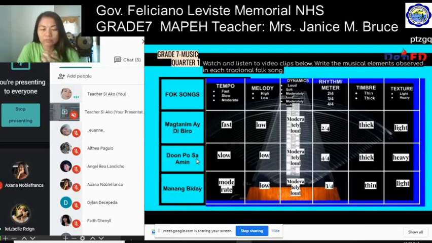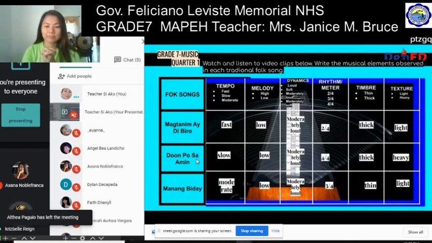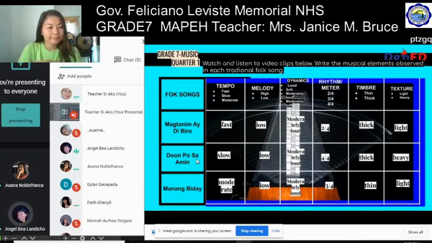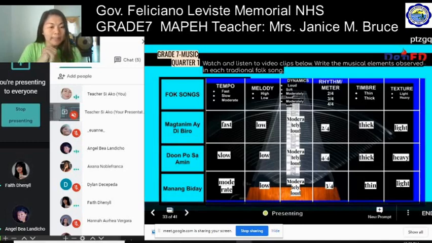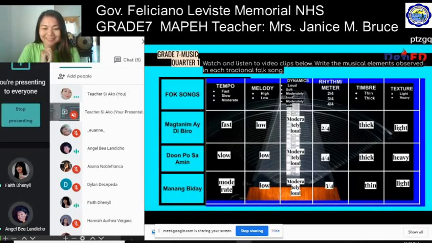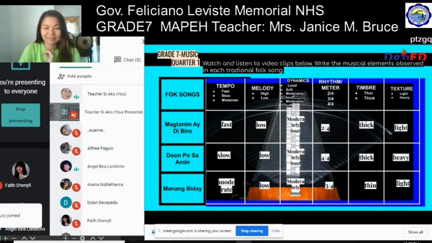Ma'am, the tempo is slow, the melody is slow, the dynamics is moderately loud, the rhythm is in 4/4, the timbre is thick, and the texture is heavy. Okay, thank you. And the last one, Manang Biday. Ma'am Bea po. Okay, Bea. The tempo is moderate, the melody is slow, the dynamics is moderately loud, the rhythm is 3/4, the timbre is thin, and the texture is light.